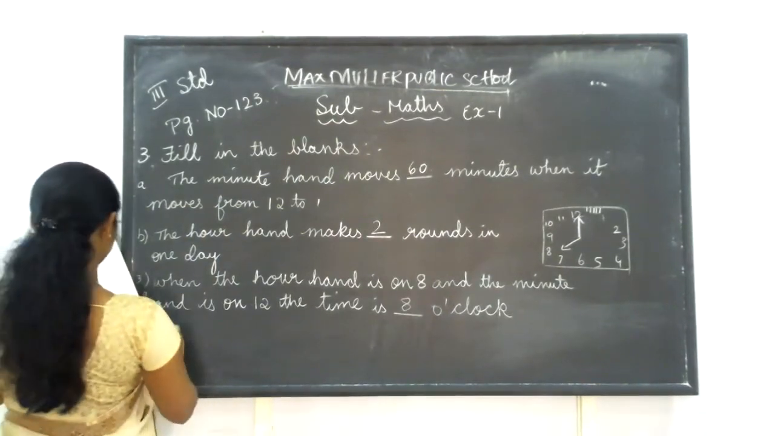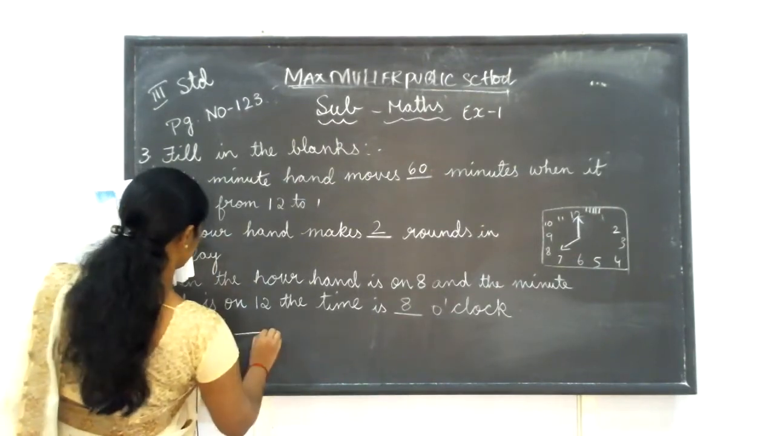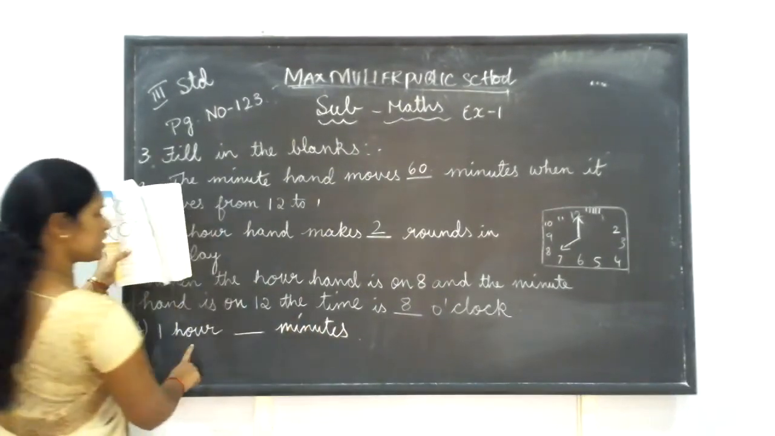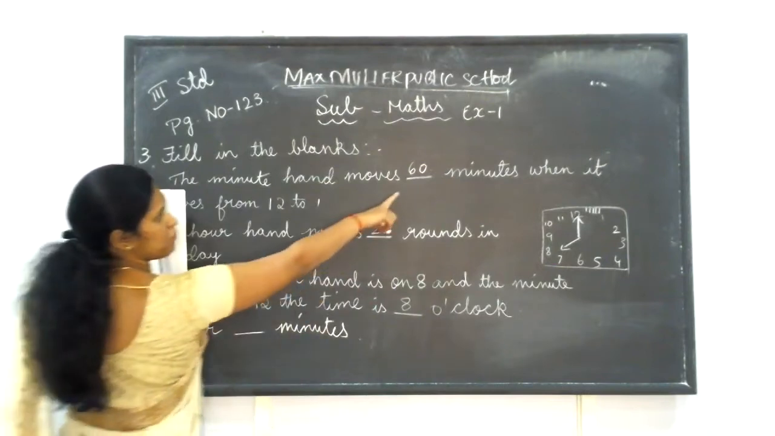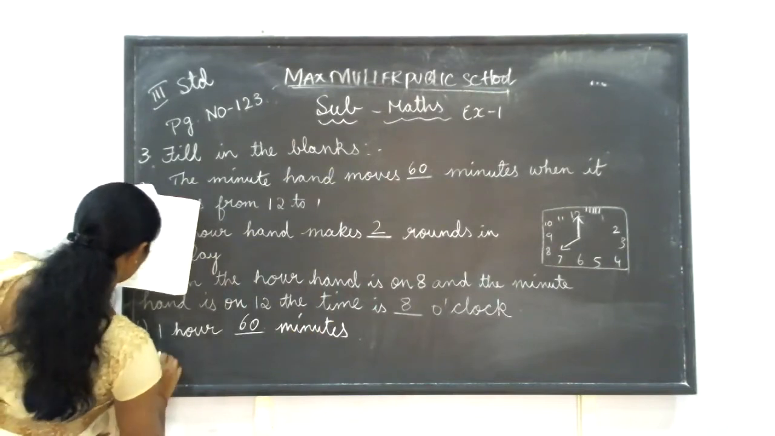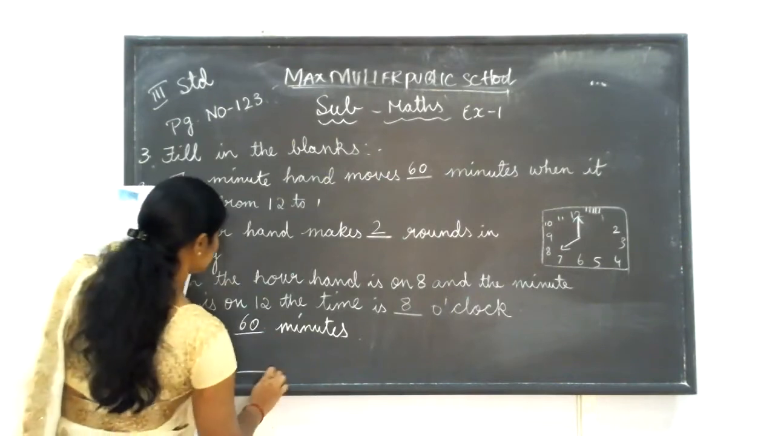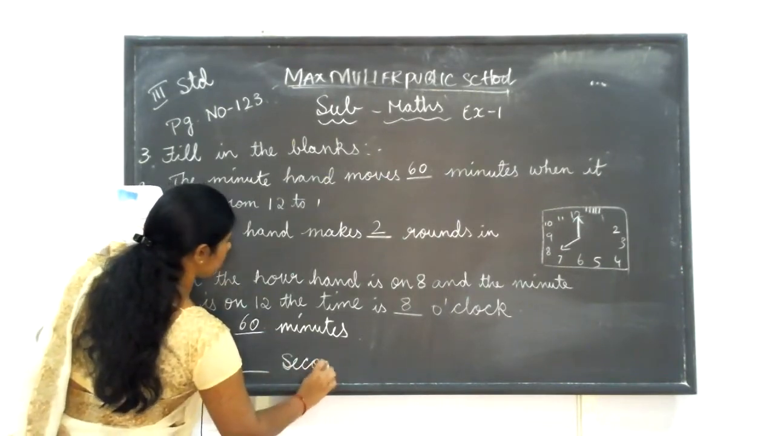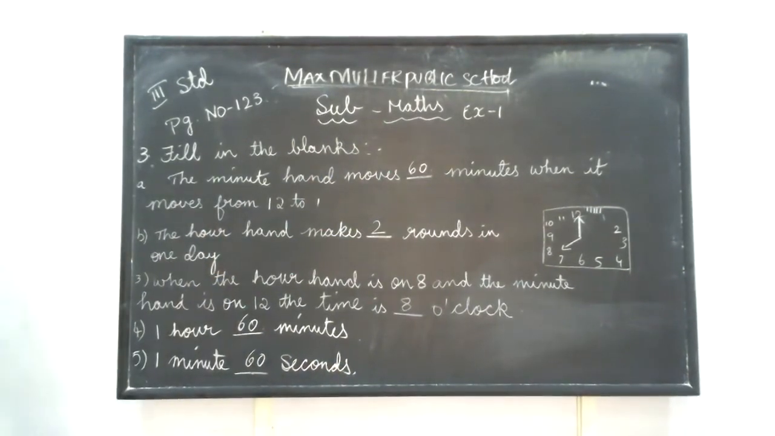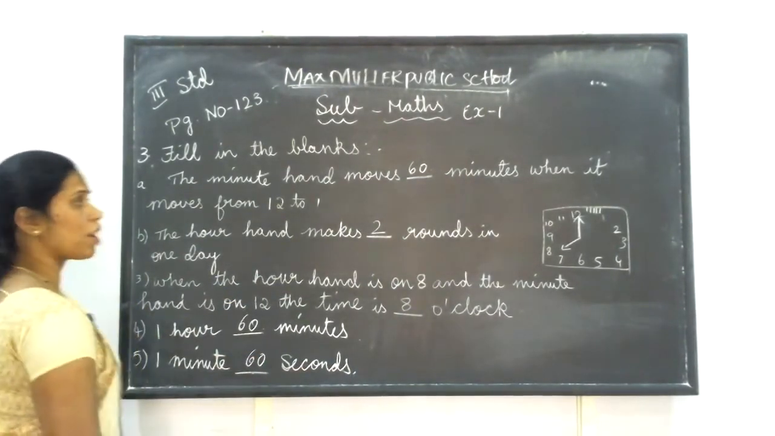1 hour is equal to dash minutes. How many minutes? 60 minutes. Fifth one, 1 minute is dash seconds. How many seconds? 60 seconds. 1 hour, 60 minutes, 1 minute, 60 seconds. So copy down fast.